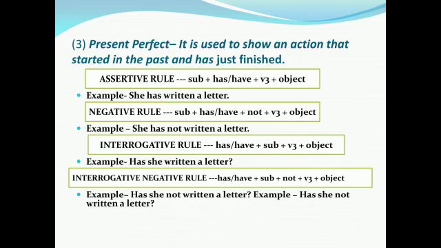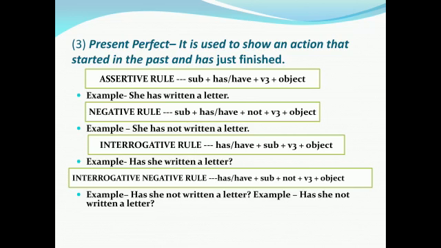So the interrogative sentence will be, has she written a letter? The rule will be has or have, depending upon the singular and the plural subject, plus subject plus V3 plus object. Has she, because she is a singular subject, so has she written, where written is V3, plus object. And there is a question mark at the end because it is interrogative.